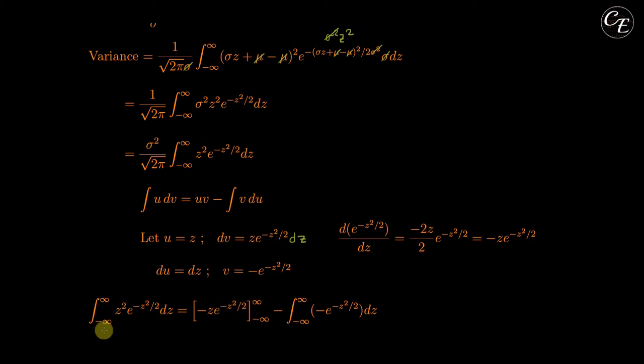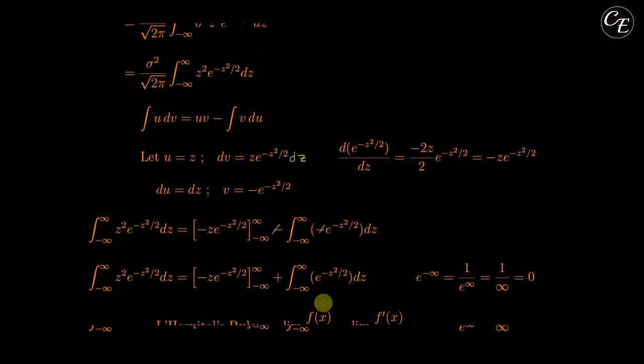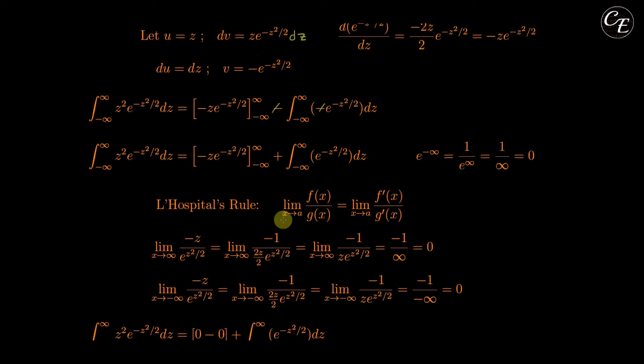Then we have here negative infinity to positive infinity. Then minus the integral of v du, where v is negative e raised to negative z squared over 2, and du is dz, so we have here dz. Then we can cancel out minus and negative, so we'll have this one plus this one.